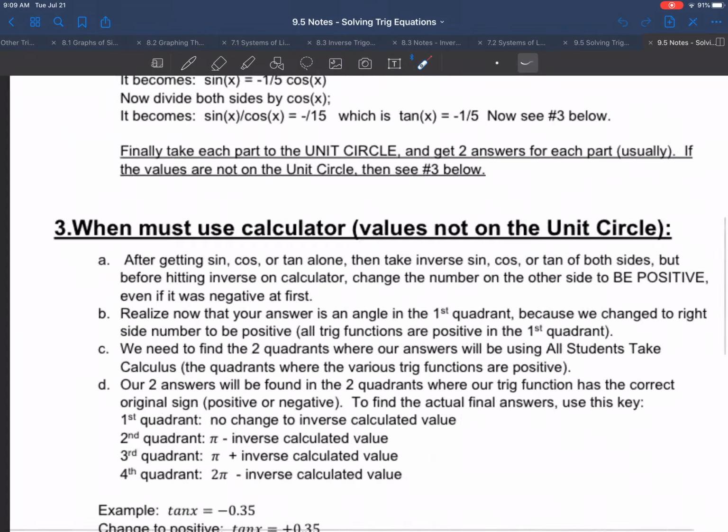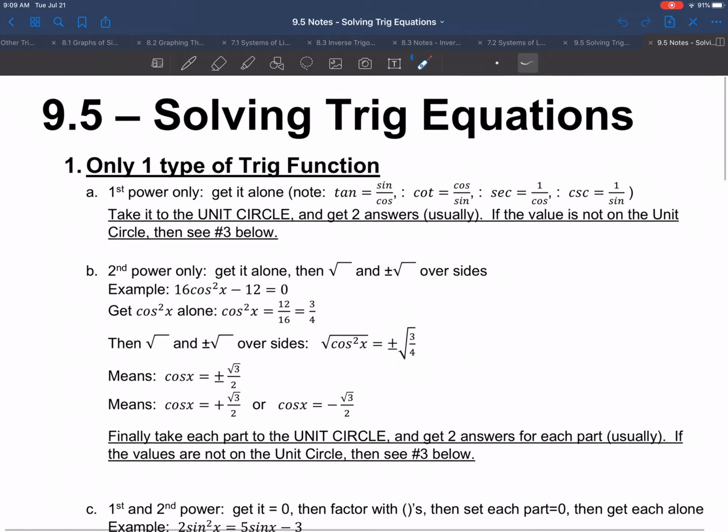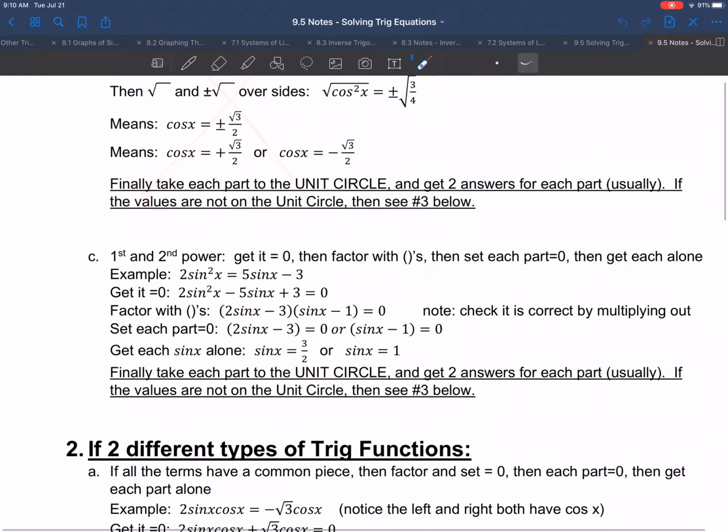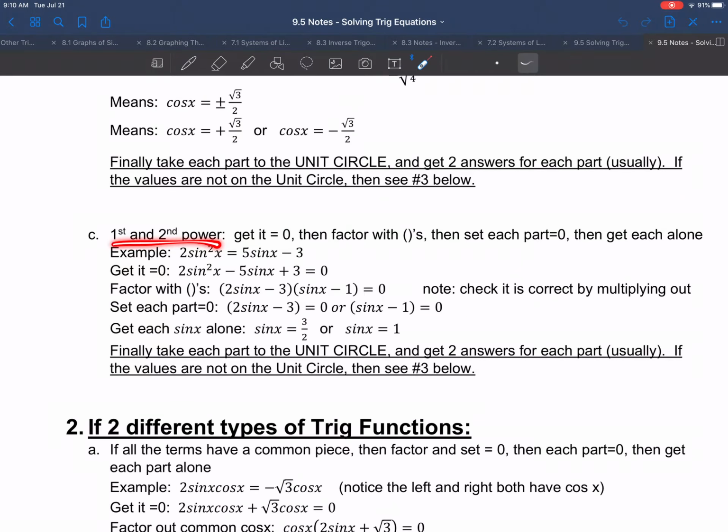So looking at the notes here, back to number 1. When you have only one type of trig function, yeah, we just have cosine. Is it first power only? No, we have second power. Second power only? No, we have second power and first power. It's not like this where there's just second power. We have a second power and a first power. So coming down to C, first and second power. Yeah, that's what we have.